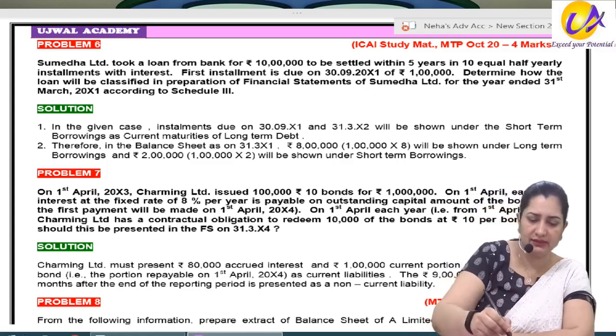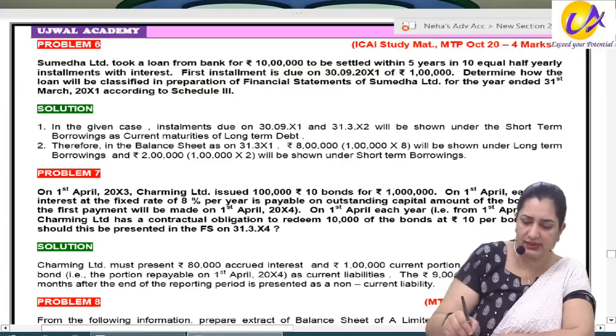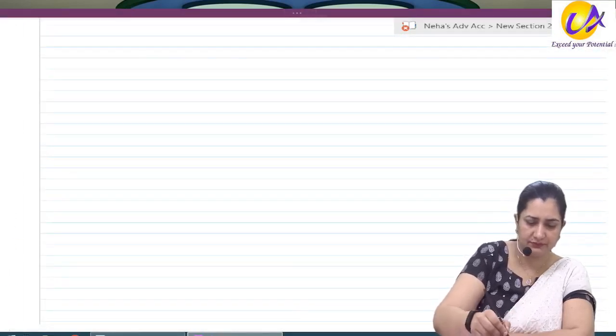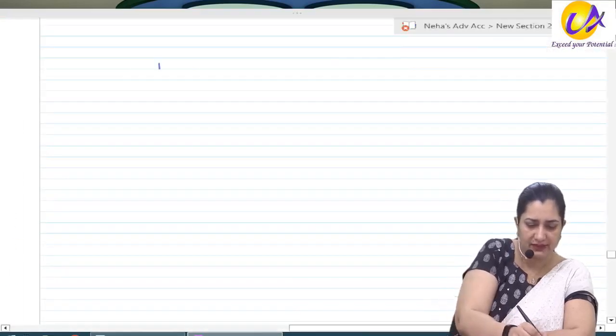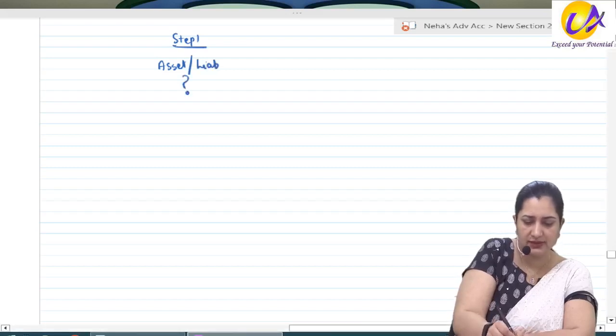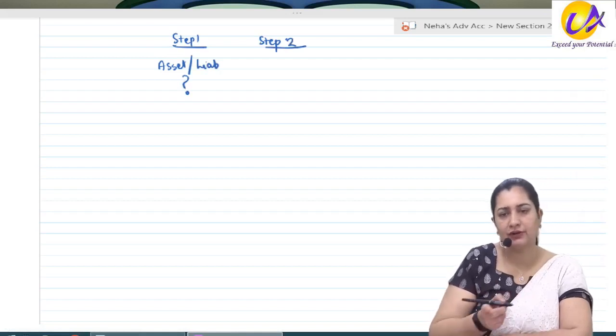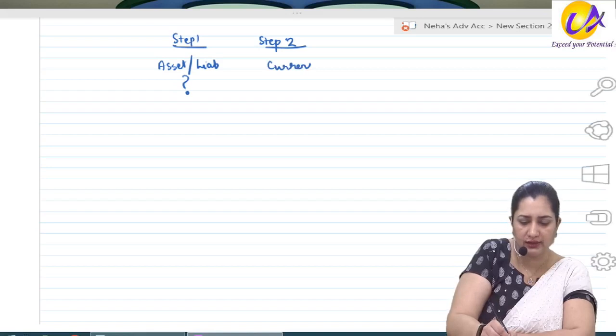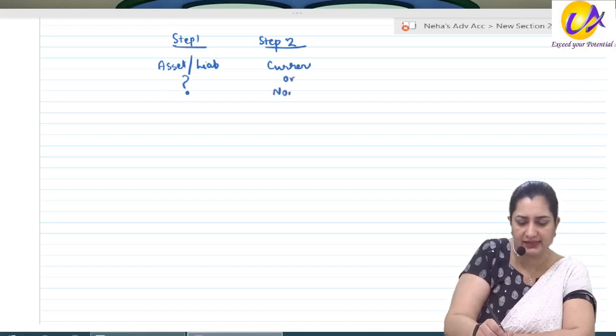First step, what we will see? Step 1. Is it an asset or a liability? This is the first question you will ask. Step 2. After knowing it is a liability, it will be current or non-current. This is my second step.